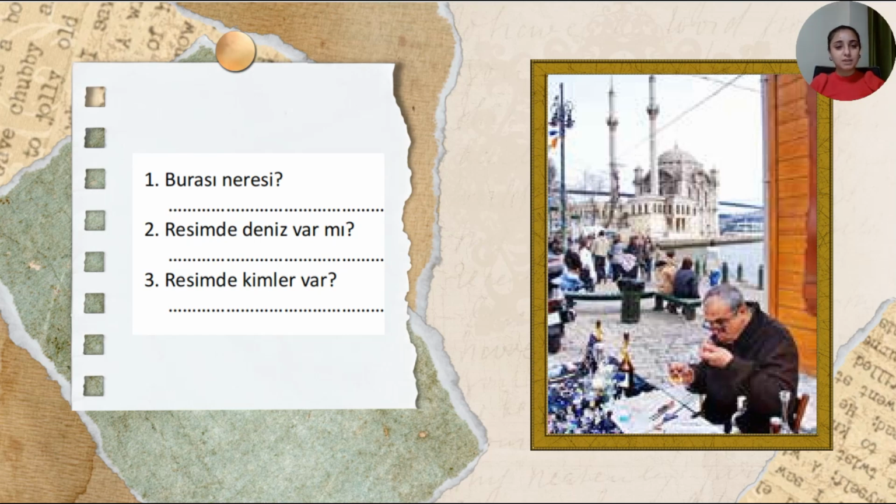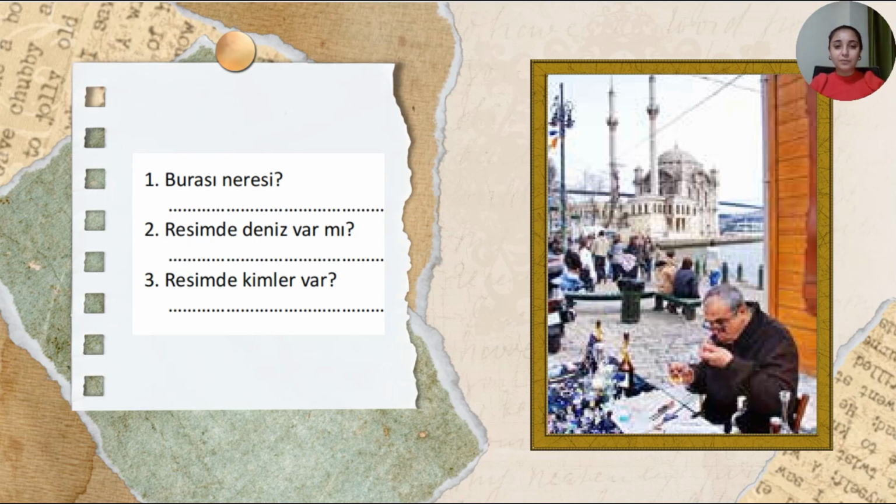And the next question is, resimde deniz var mı? Resimde deniz var mı? What does it mean? Is there a sea in the picture? Deniz was sea. Is there a sea in the picture? Evet, resimde deniz var. This is the answer.